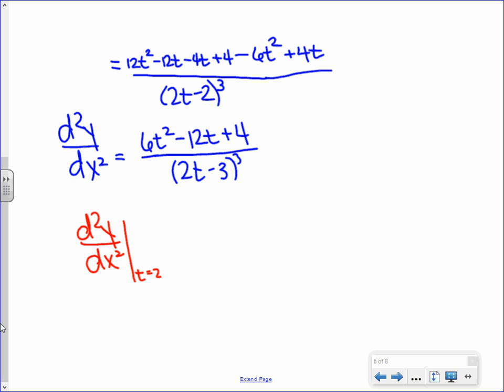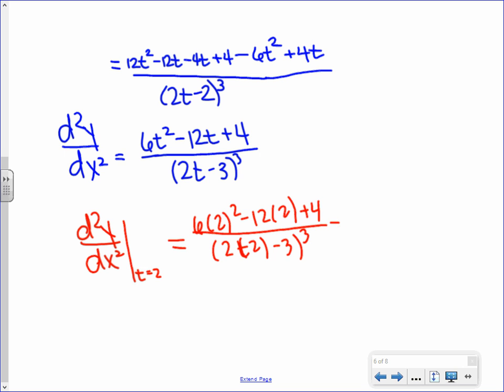Yeah. All right, so when we plug in 2, we get 1/2, which is positive. So it is concave up.